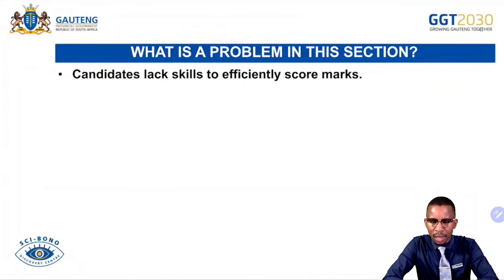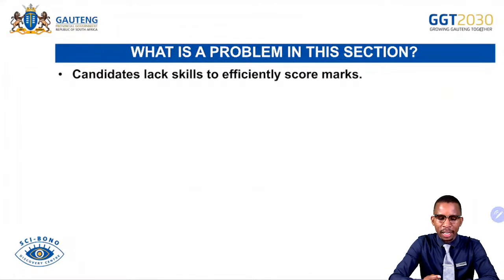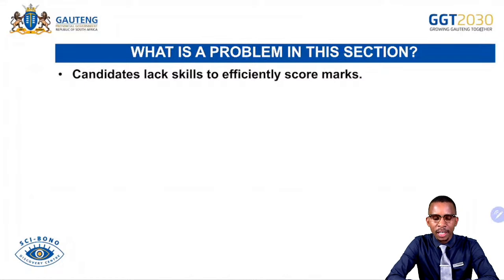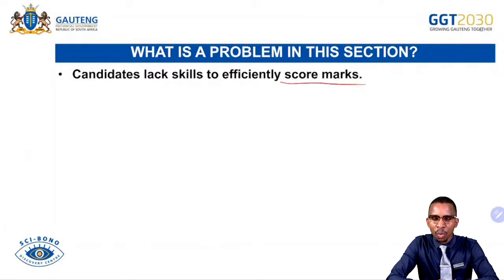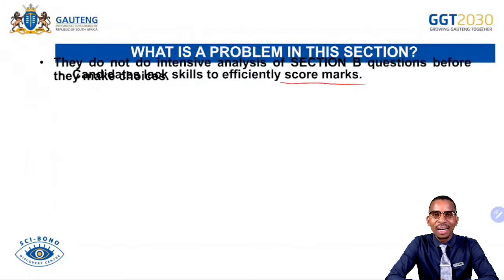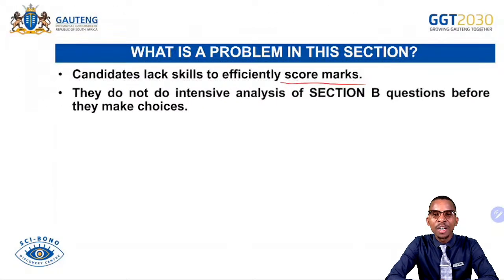So what is the problem that we are having? The main thing is that you candidates are lacking skills to score marks efficiently. You are not regularly trained. You study, but then you find that you don't have enough skill to score marks. You know answers, but you can't arrange them in an order that can allow you to score marks. For instance, some of you write paragraphs instead of writing in point form. That also is a mistake that we make.